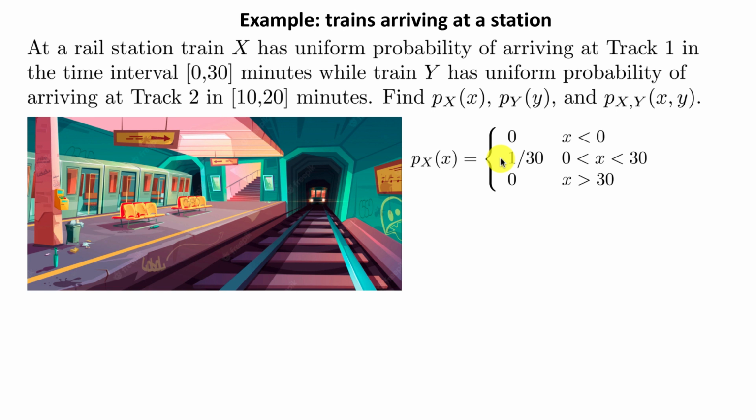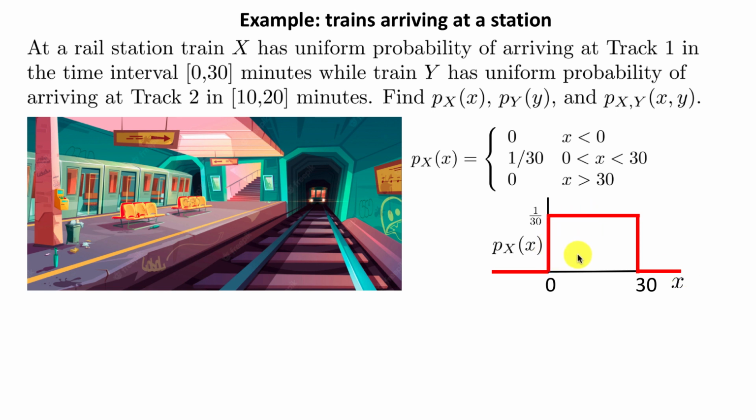We could leave this answer just as it is, but we can sketch it also. So if x is negative, the probability is 0. If x lies between 0 and 30, that probability is 1 over 30, and of course it's 0 beyond that. The area under this curve that I am indicating here is of course equal to 1.